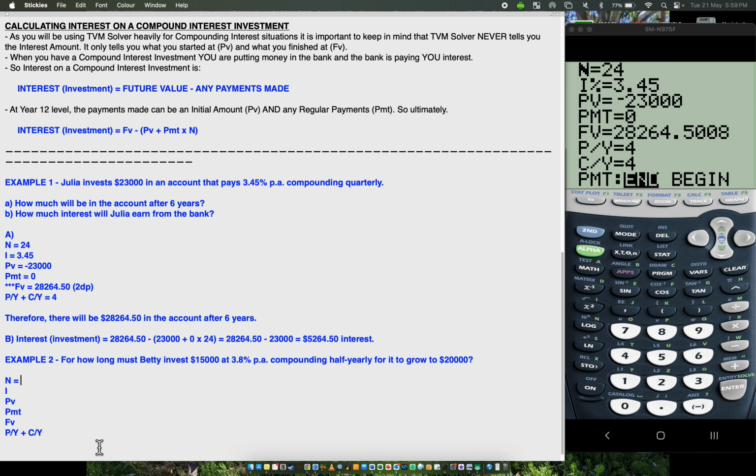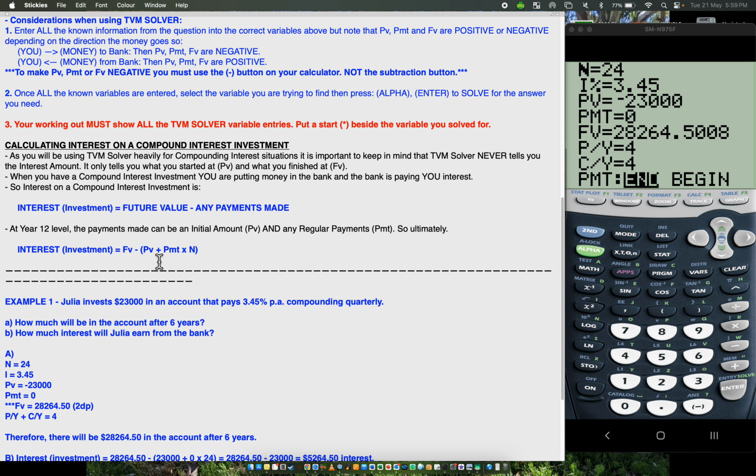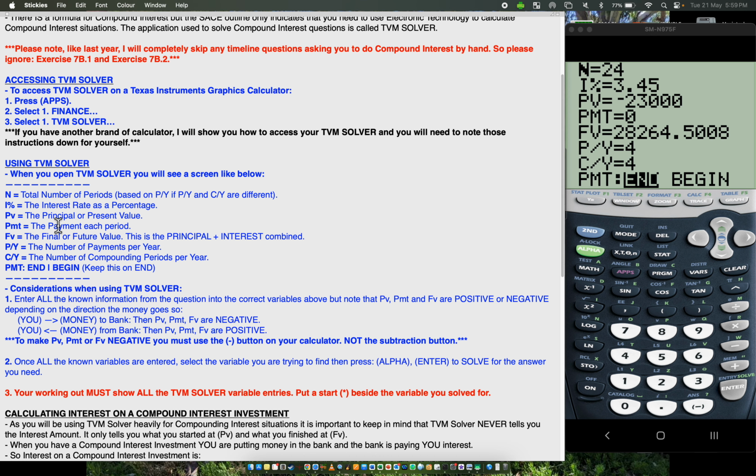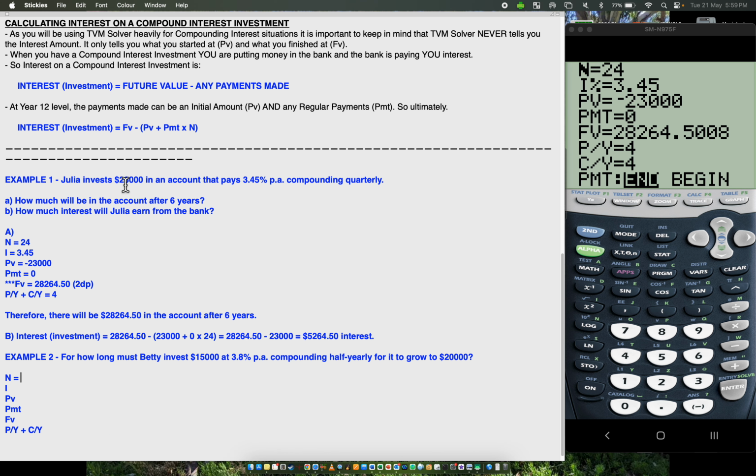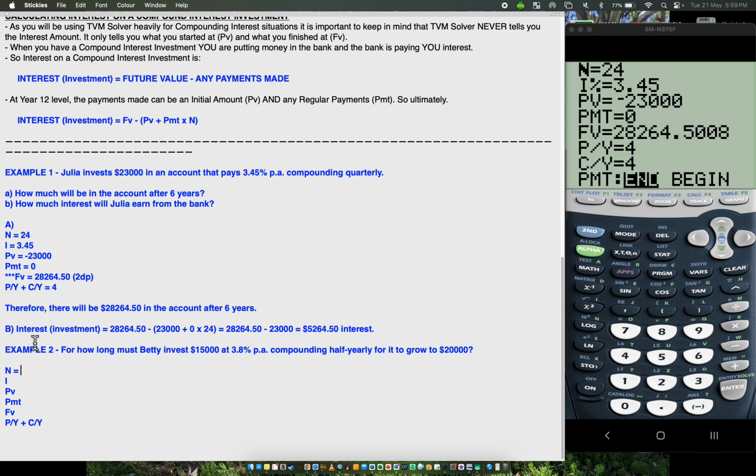Which of these variables is most representative of time? Not the interest rate, not the starting amount of money, not the payments, not the final value, not the number of payments per year or the number of compounding periods per year. It is the total number of periods. If it ever asks you how long, it's going to be N. So I'm solving for N. I'll put stars next to that.